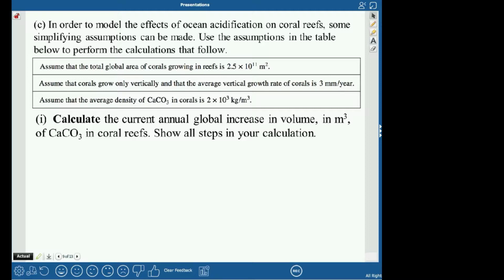They have a very narrow temperature, sunlight, pH, everything range. They're really, really sensitive. And so now it wants to do the math. But you see, we've done all the way to part C without any math. So, let's see, that was like 3 points on the FRQ. So we've done 3 points already that don't involve math, right? So now it says, in order to model the effects of ocean acidification on coral reefs, some assumptions can be made. Use the assumptions in the table below to perform calculations.